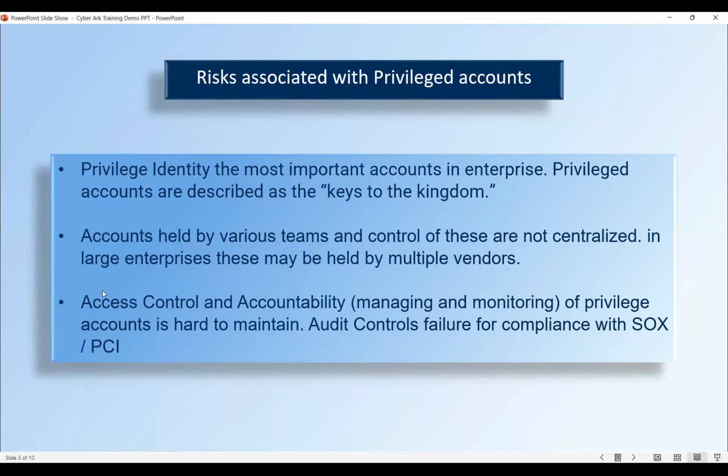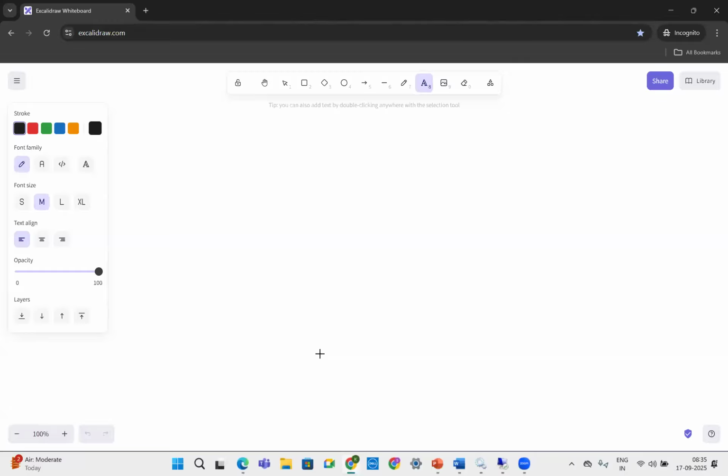The last and a very important risk that we have for the organization is access control and accountability. To understand this, I am resharing my screen. I guess I'm not sharing my entire screen here. Okay, so I'll just reshare. Is my second screen visible here?